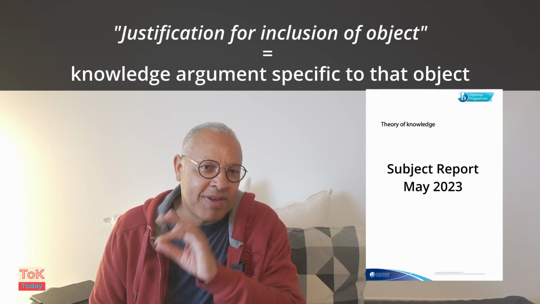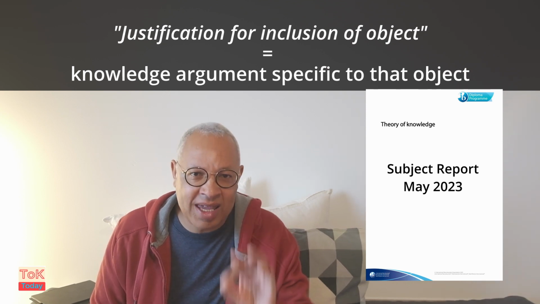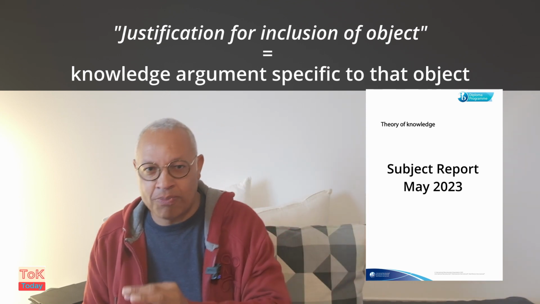Now, there's a further reason why I ask students to choose the prompt and write the knowledge arguments before they choose objects. And that's because in order to access the higher marks in the ToK exhibition, students have to justify the inclusion of each specific object in the exhibition. The May 23 subject report says that this justification is a stronger and more detailed explanation of the link between the object and the prompt. That's on page 11. In reality, this is a specific knowledge argument linking that specific object to the prompt.